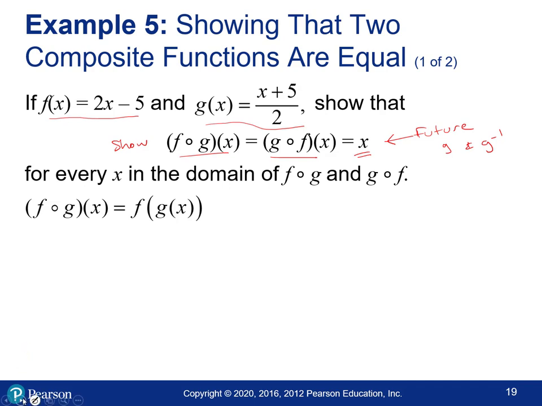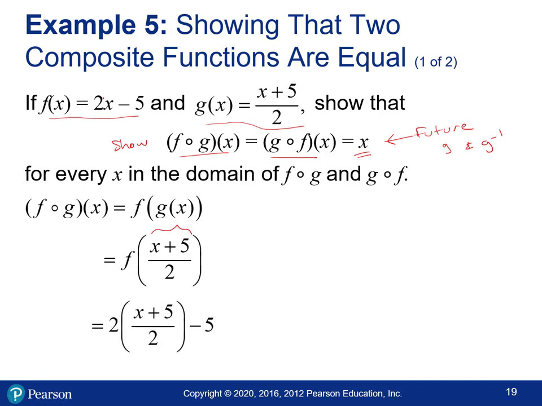Okay, so for every x in the domain, we want to find f of g of x first and then g of f of x next. Okay, so g of x, plug that into our function f, exactly where there used to be an x, so right here in this spot. So 2 times something minus 5, the something being g, this whole thing here, g.